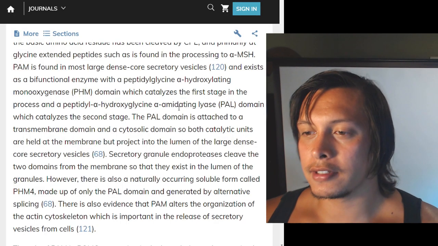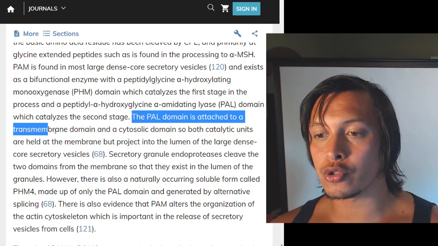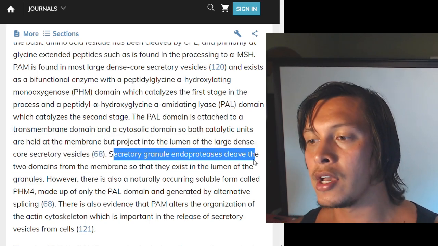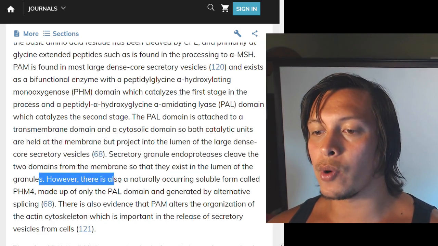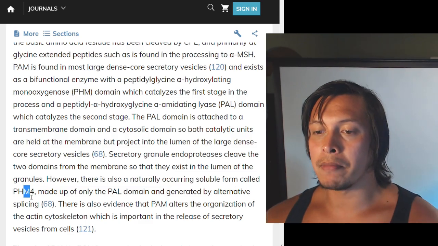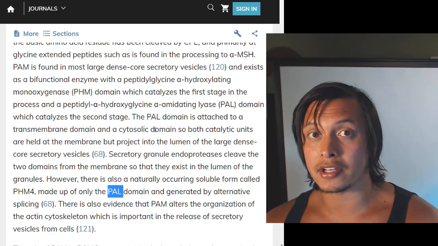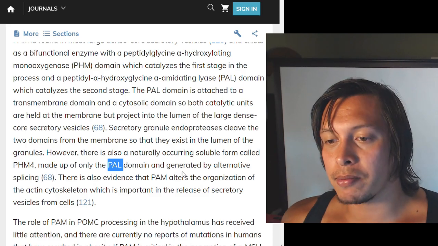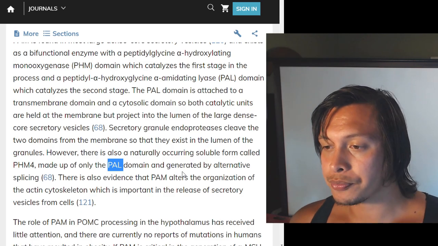So, yeah, that was quite a bit to go through. Anyways, the PAL domain is attached to a transmembrane domain. Oh, and we already said that. So the secretory granule endoproteases cleave the two domains from the membrane so that they exist in the lumen of the granules. However, there's also a naturally occurring soluble form called PHM4, made up only of the PAL domain. And remember, the PAL domain is the second part of the chemical reactions. And these are generated by alternative splicing. So this can just happen within the cells normally.